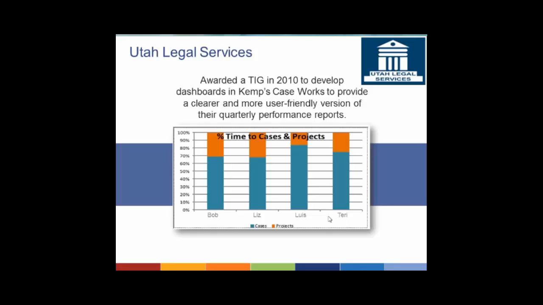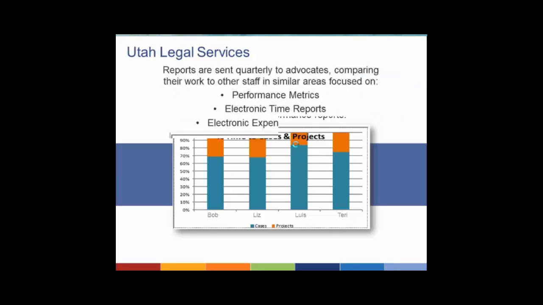This is looking at how much time each of their people are spending on cases compared to projects that were not cases, so professional development or internal projects or things like that. You probably wouldn't want to compare this apples to apples and say, Luis, you're doing so well because you're spending so little time on projects. But think of this as, all right, is there a reason for this? What does this mean to me? Should Luis be working more on cases?